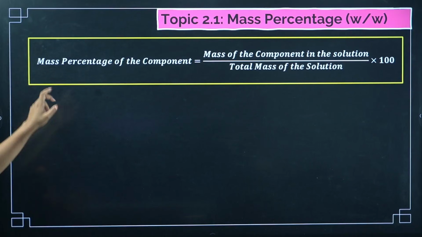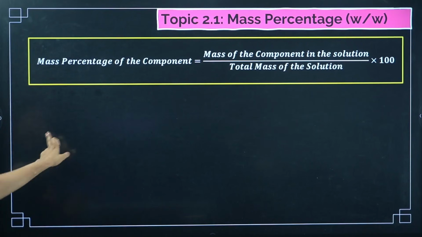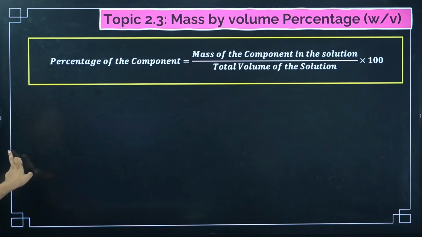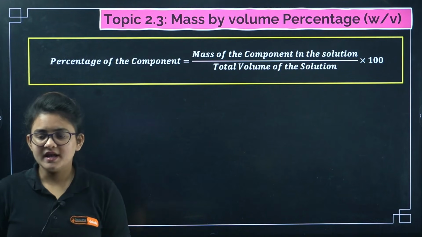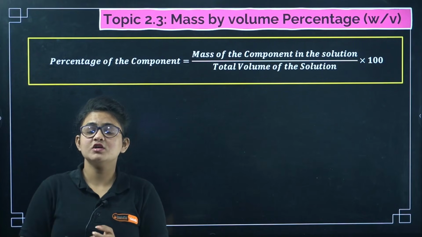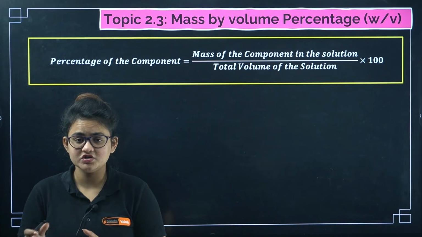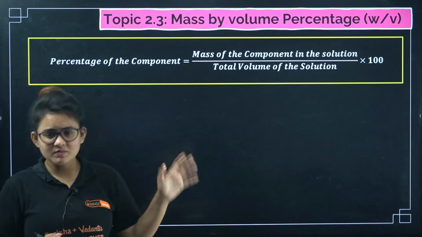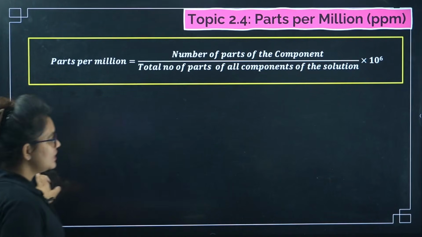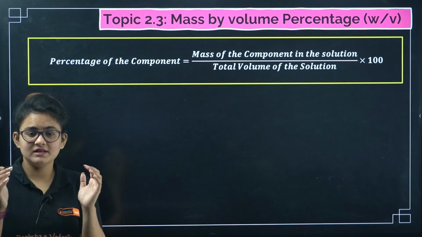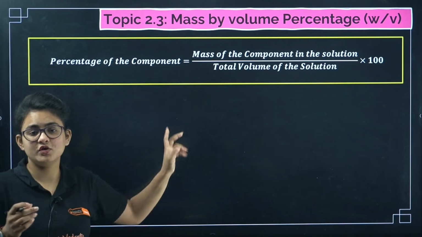Next we can discuss mass by volume, right? Weight by volume. So what is that? That is basically mass of the component in the solution divided by total volume of the solution into 100. For this particular case, it is extensively used for medical purposes. In case you are having any kind of ointment, you can check there, the composition is written in weight by volume percentage.